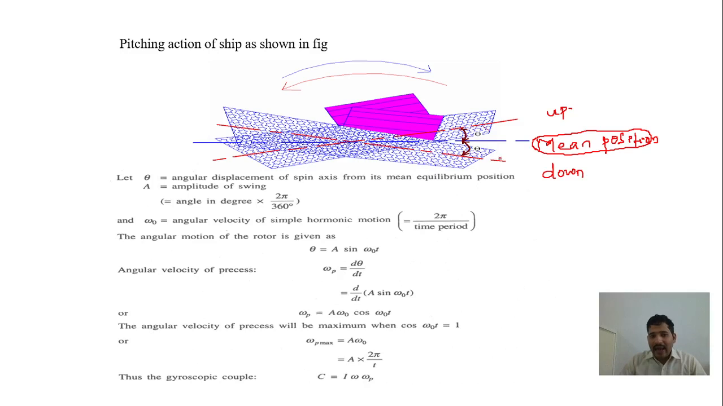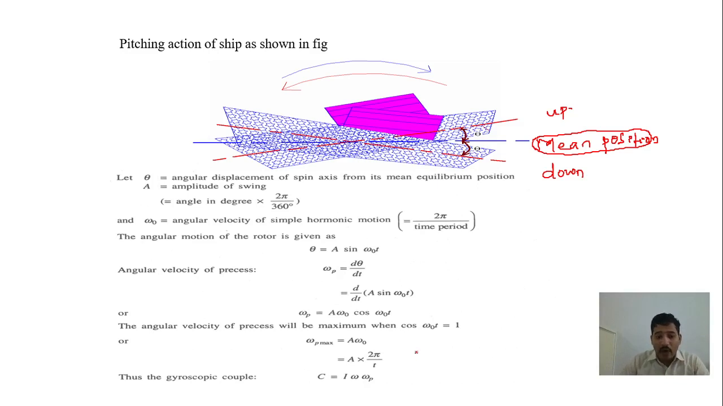A indicates the amplitude of swings. So the amplitude of the swings should be equal to the angle in degrees into 2 pi by 360. The entire thing is covered. Is it right? Let omega be the angular velocity of simple harmonic motion. The angular displacement of the axis of spin from the mean position after time t seconds is given. Okay, the angular motion of the rotor is given. How much is given? Theta is equal to A sine omega t.